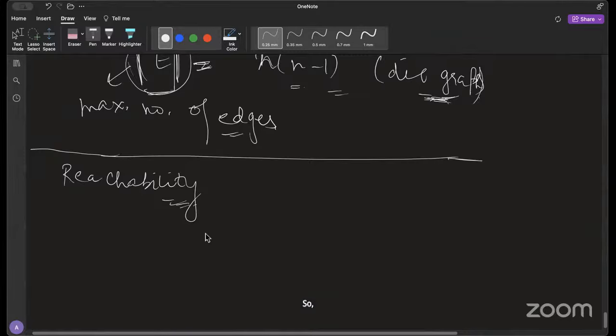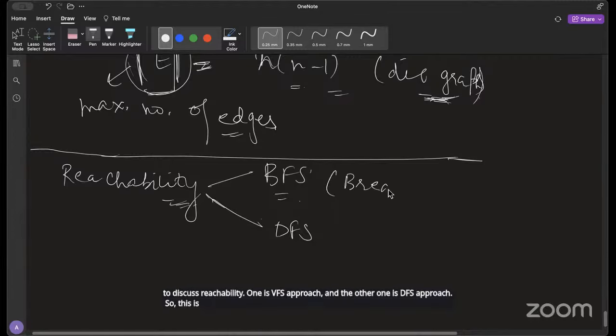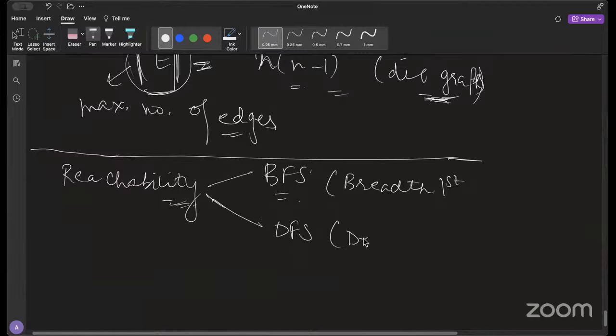So let's say you have a graph. There are two approaches to it, two methods to discuss reachability. One is the BFS approach and the other one is the DFS approach. So this is the breadth first approach and this is the depth first approach.